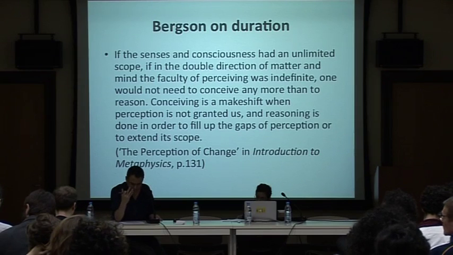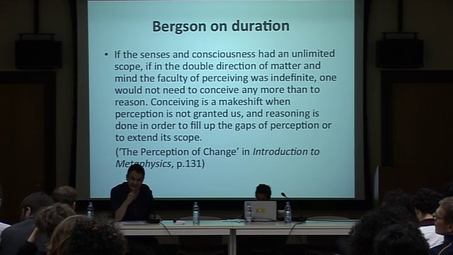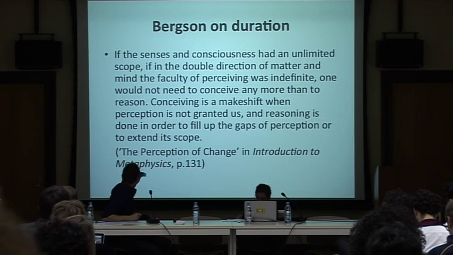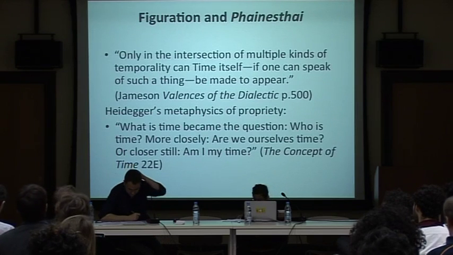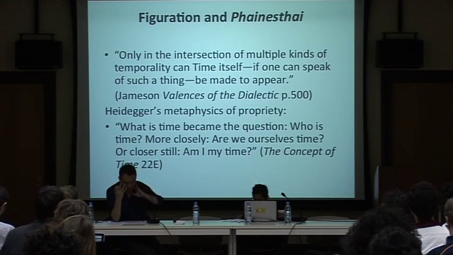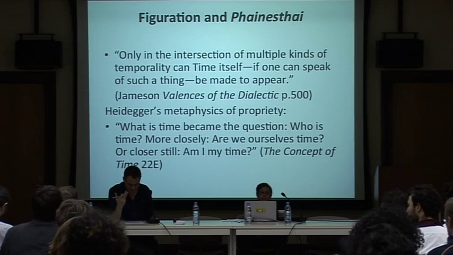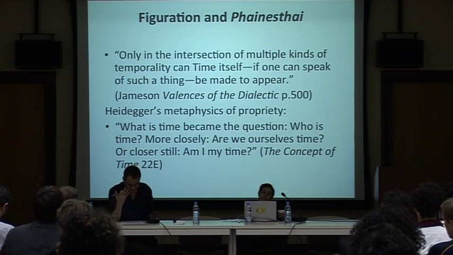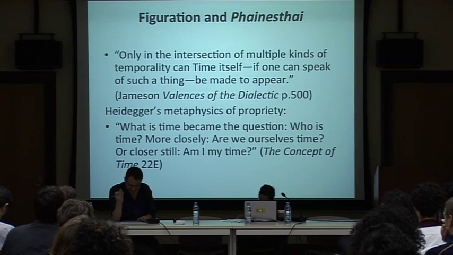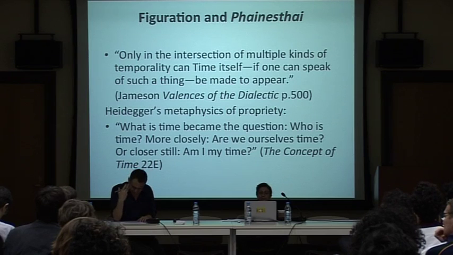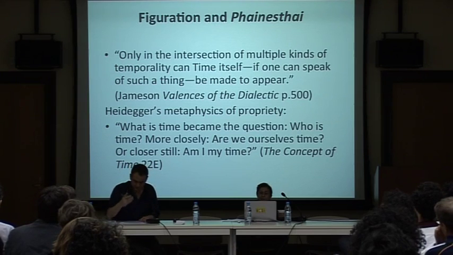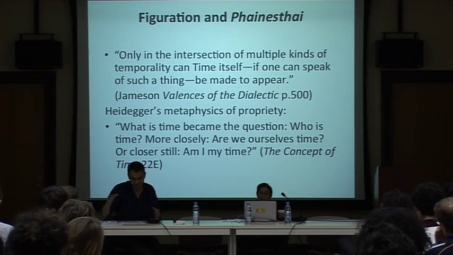But to phenomenalize formlessness is not to stamp it with the seal of unity, because time is not one. This is a quote from Jameson: "Only in the intersection of multiple kinds of temporality can time itself, if one can speak of such a thing, be made to appear." The challenge, then, is to think time's heterogeneity, or better, its radical inconsistency, without subjectivizing it in such a way that this inconsistency is relativized to the empirical multiplicity of subjectivity.